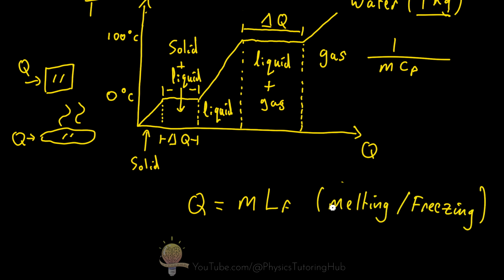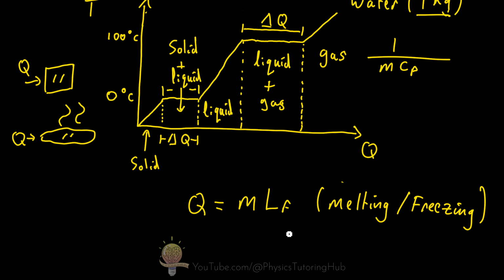And this works both ways. So this works for melting the substance and freezing the substance. So for melting the substance, we're going to have a positive change in heat. And when we're freezing, we're going this way, which means that we're taking away heat from the system. So it would be a negative Q value.